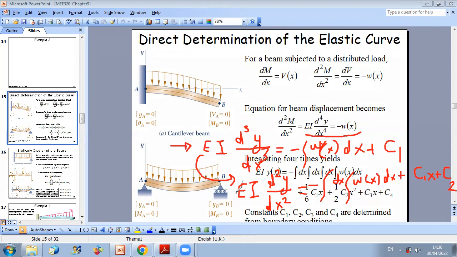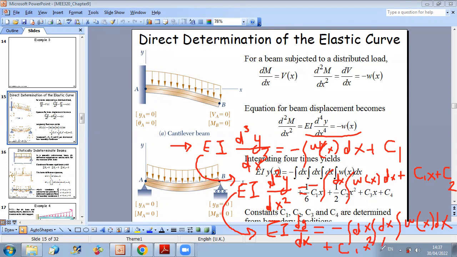Now, you integrate again. When you integrate again, you have EI times dy/dx equals minus, so now you have the third integration. So minus the integral dx, integral dx, integral w(x) dx, plus c1 x squared over 2, plus c2 x, and plus c3.